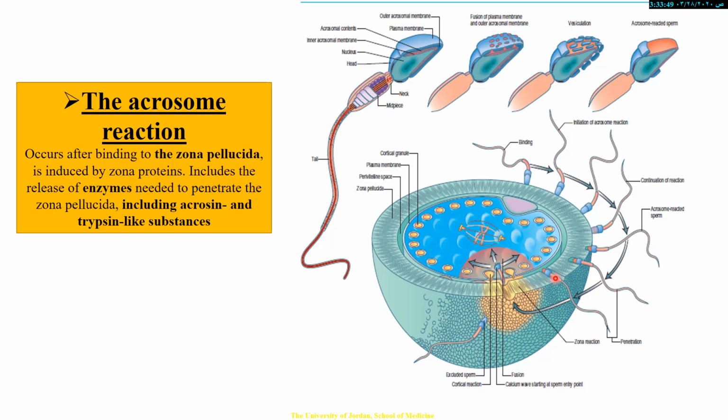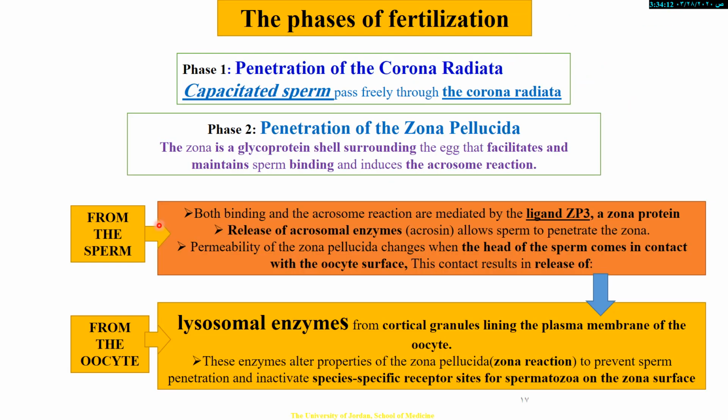Now, once the sperm have reached the zona pellucida, here we initiate the acrosome reaction. It occurs after binding to the zona pellucida, is induced by zona proteins, and includes the release of enzymes needed to penetrate the zona pellucida, including acrosin and trypsin-like substances. Now, more on this here.